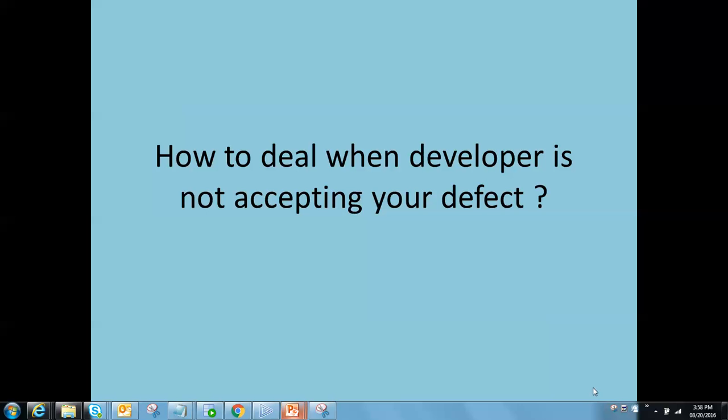So get it clear with the product team and never take back the defect just because the developer says it's not reproducible. If you're not 100% convinced, never ever take back the defect. Always get this resolved with your product teams.